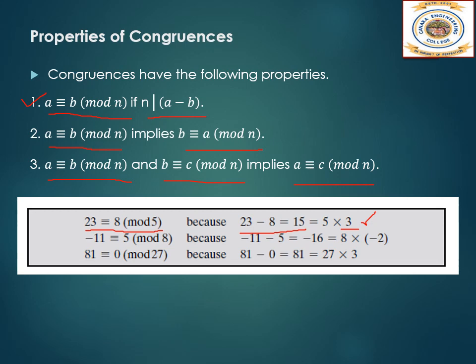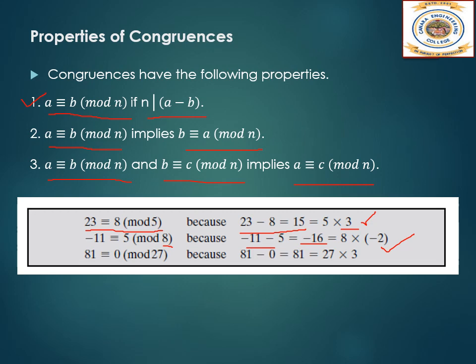Similarly, we'll check for the second example, which is again for the first property itself. Minus 11 is congruent to 5 mod 8. So minus 11 minus 5, it is A minus B. So minus 11 minus 5 gives you minus 16. And what is n? n is 8. So minus 16 is divisible by 8. What is the quotient? Quotient is minus 2.